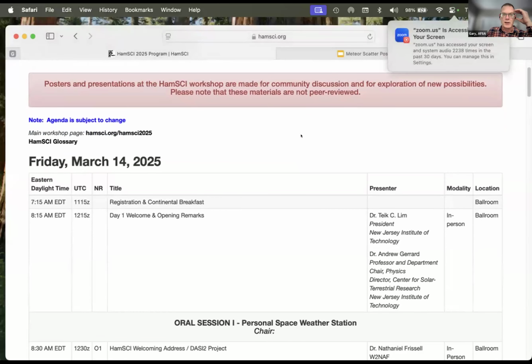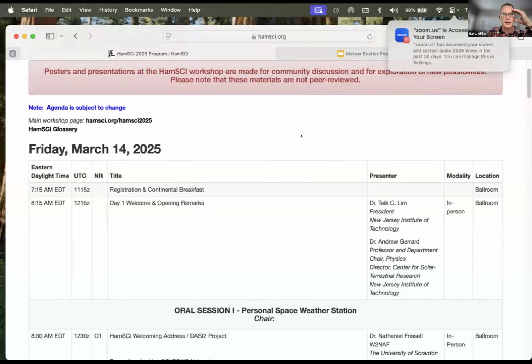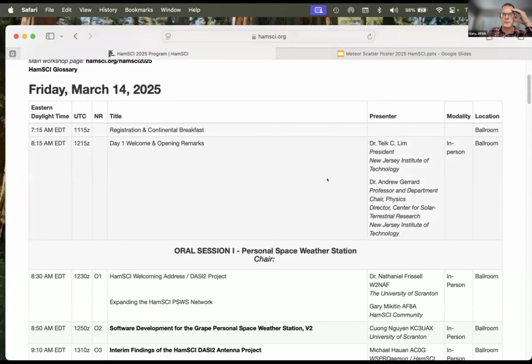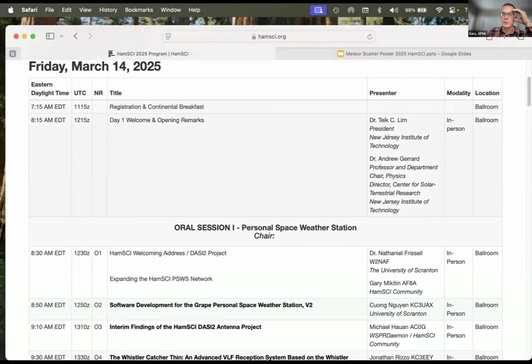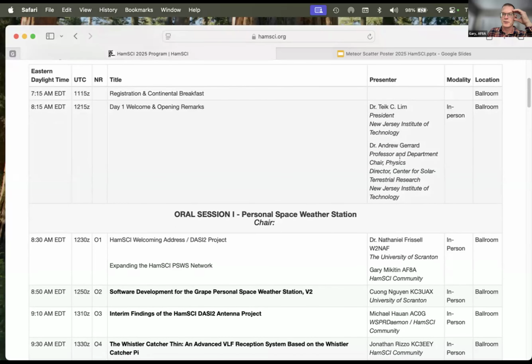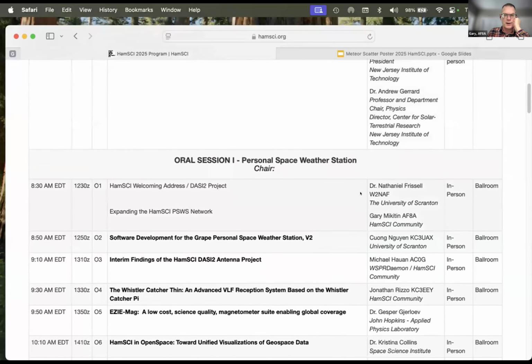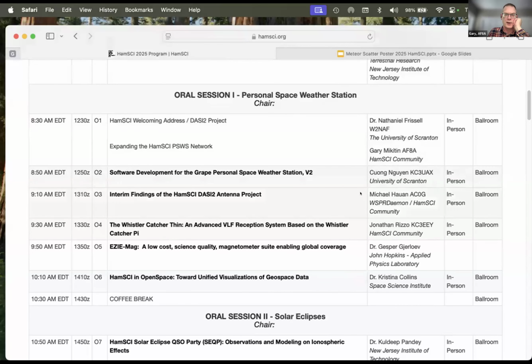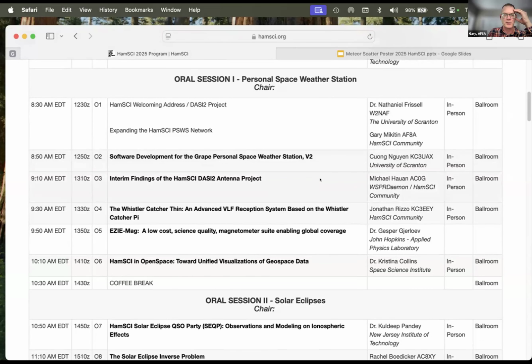Okay, as I think everybody knows, we'll be starting on Friday, March 14th. We've got our usual couple of speakers from NJIT, the president of the university, and the professor and chairman of the physics department to kick things off a little bit. Our first session will be on the personal space weather station as we have for the past couple of years. Nathaniel, is there anything you want to say about some of the speakers we've got coming up? Sure, Gary.